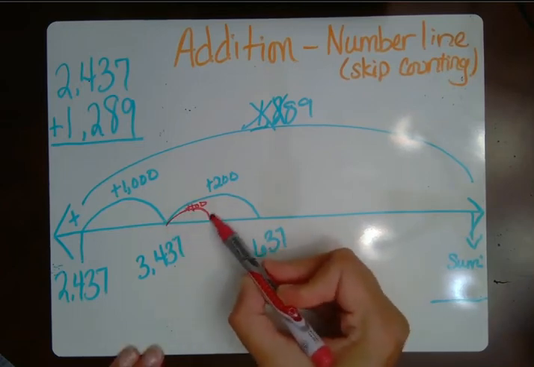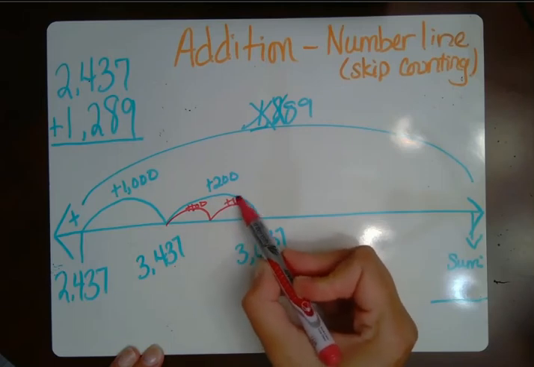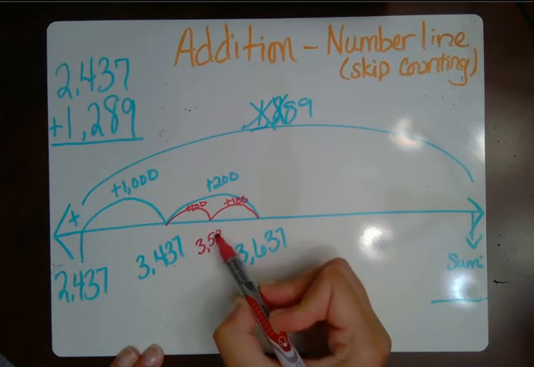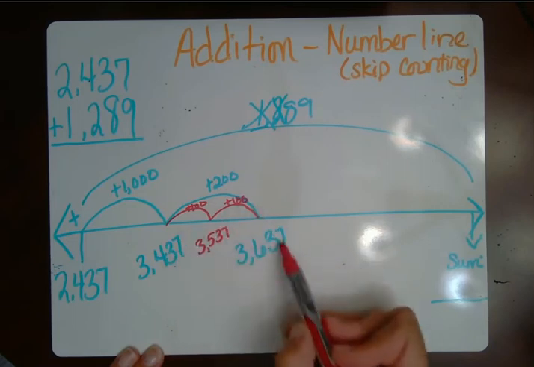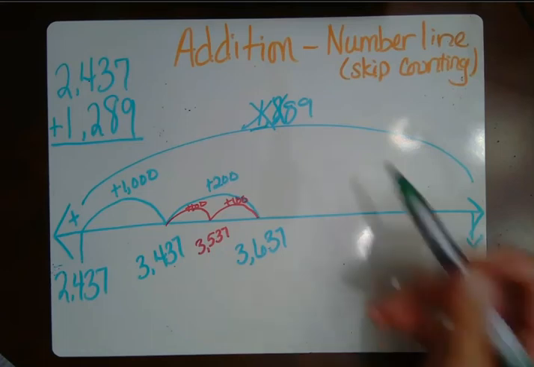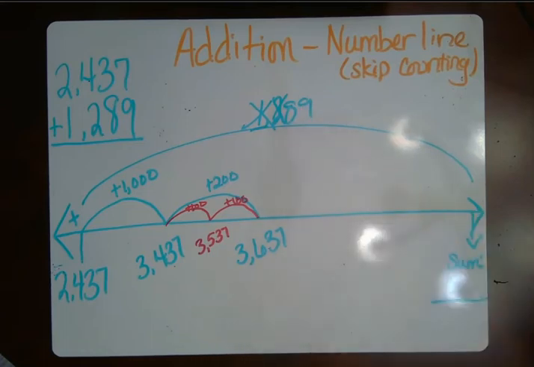100. So plus 100 plus 100, that would mean that I would be at 3,537 and then making that next jump to 3,637. And that's the beauty about the number line, is you can do what makes you feel comfortable. So now all I have left is my 89.